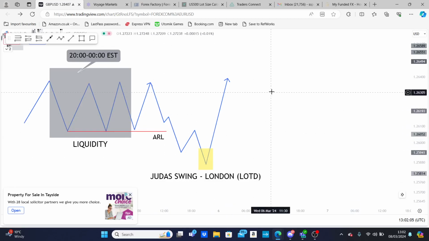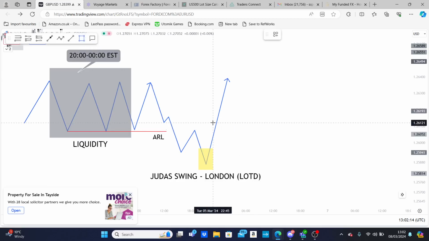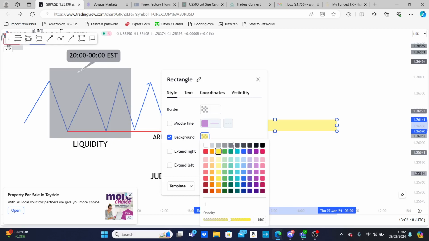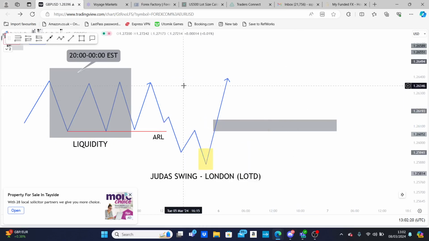Sweeping the Asian low. Now, as a trader, we're going to be looking to enter off a bullish order block. We need a bullish order block. So what does a bullish order block entail? Let's just say hypothetically, this is our bullish order block over here in gray. What does this bullish order block actually need to do? What does it need to represent? Well, it needs to do a few things.